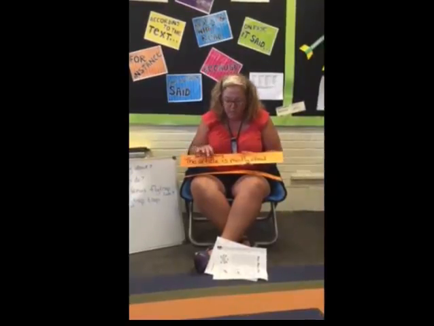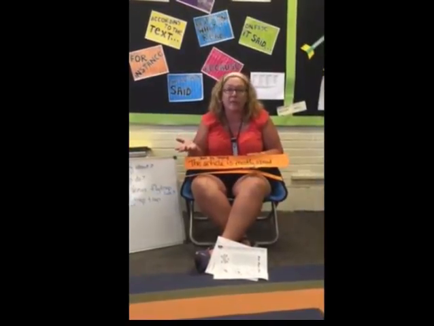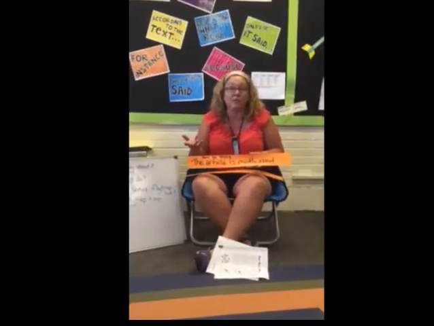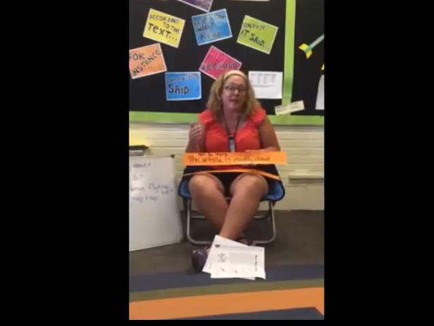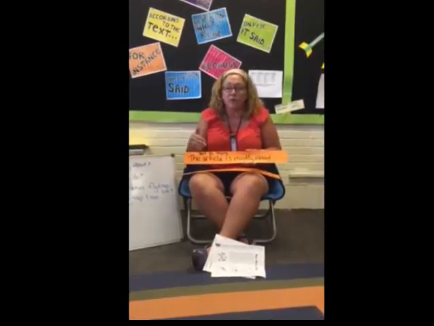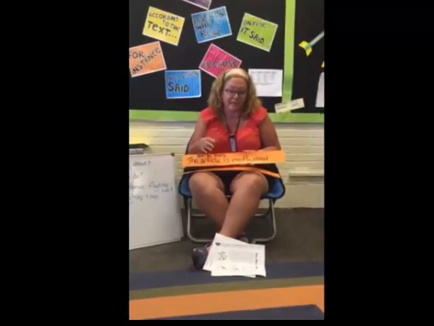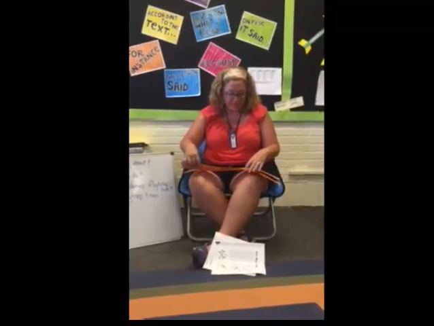So partner 1 would say the article is mostly about animals helping people. And then partner 2, we'd switch. Usually partner 2 is somewhat of a weaker reader. So partner 2 says, again, the article is mostly about, and repeats what partner 1 says. So here's another example.